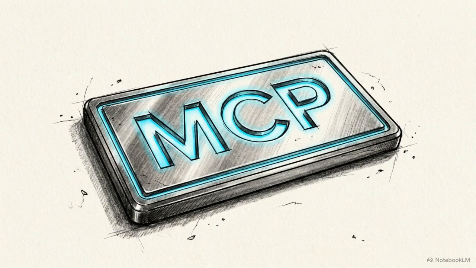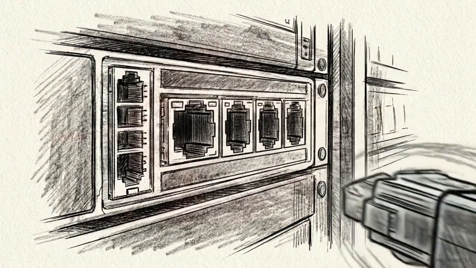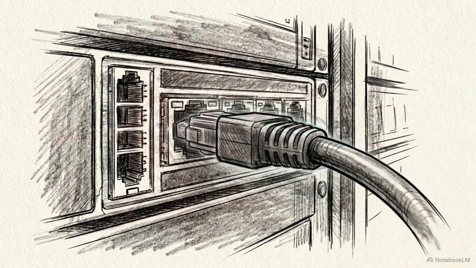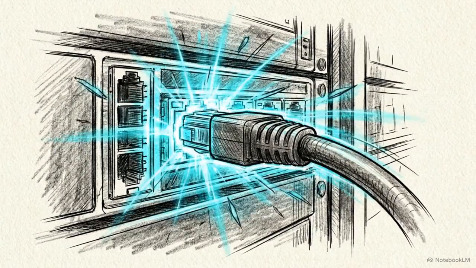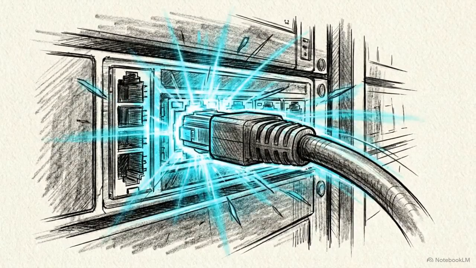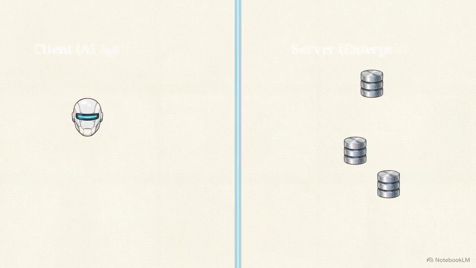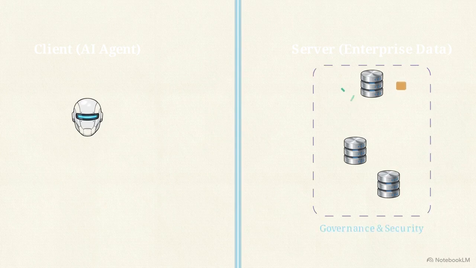The industry response is the Model Context Protocol, or MCP. It serves as the universal standard for AI interoperability, essentially acting as the modular USB-C cable for connecting models to enterprise data. MCP physically separates the client AI agent from the enterprise systems it interacts with, shifting the burden of data validation and governance entirely to the server side. This animation illustrates the process.